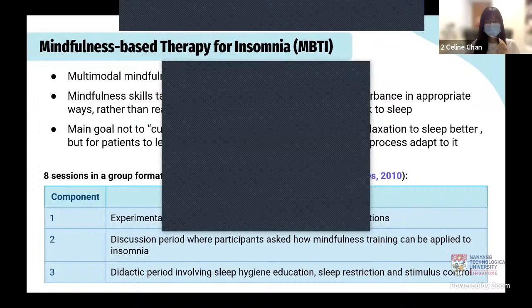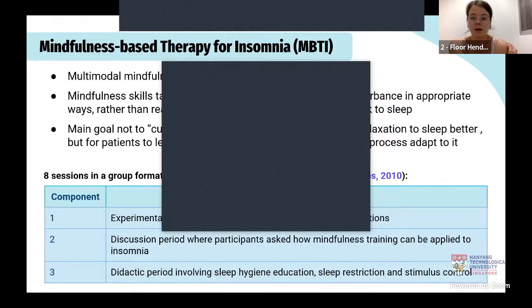So what about the limitations of MBTI? Well, firstly, there's a lack of public education and awareness concerning MBTI and its effectiveness in treating insomnia. Secondly, current MBTI programs are only offered in specialist sleep clinics or by psychiatrists and trained psychologists. CBTI is the only multimodal behavioral therapy offered by government-run sleep clinics or hospitals. Thirdly, current MBTI programs are too costly. This is unappealing for the elderly to enroll.